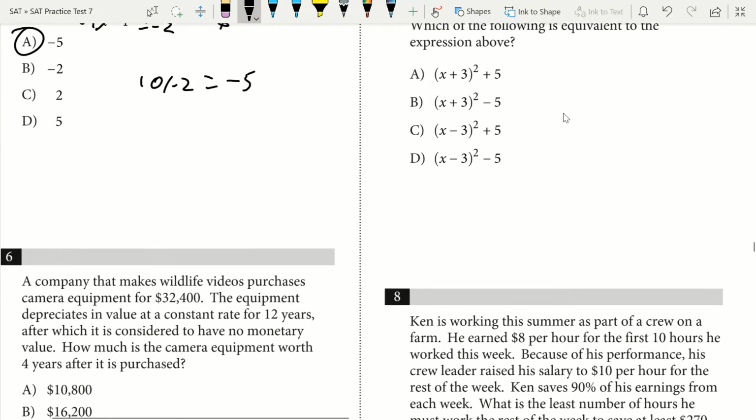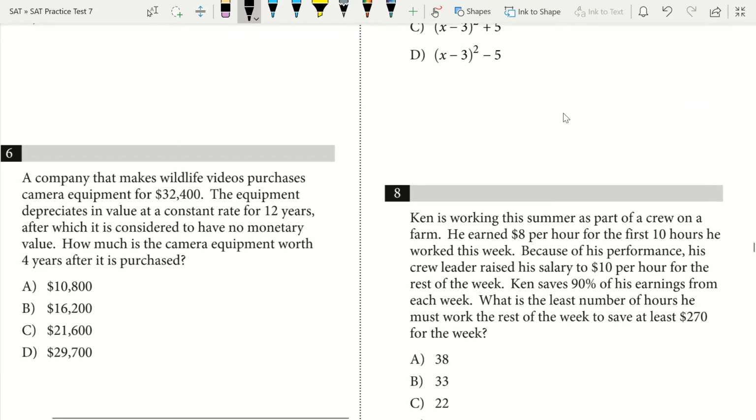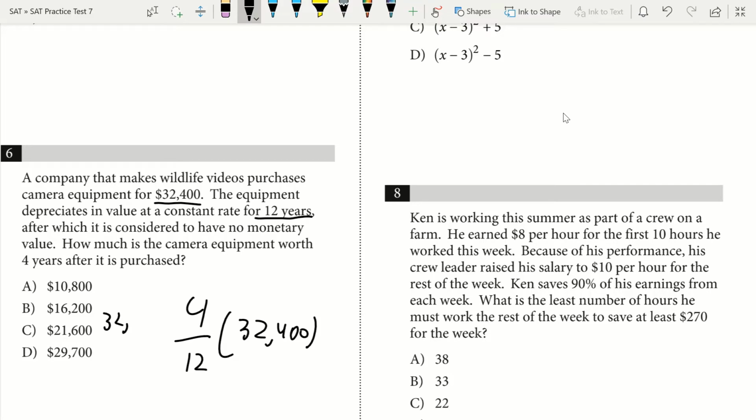Alright, question 6. A company that makes wildlife videos purchases camera equipment for $32,400. The equipment depreciates in value at a constant rate for 12 years, after which it is considered to have no monetary value. How much is the camera equipment worth 4 years after it is purchased? Alright, well, I know that I'm losing 4 out of 12 years in depreciation, right? So I get 4 out of 12 multiplied by my 32,400. That's how much I'm losing in value because it's 4 out of the 12 years, and I know I'm starting from 32,400, so I have 32,400 minus 4 over 12 times 32,400, right?